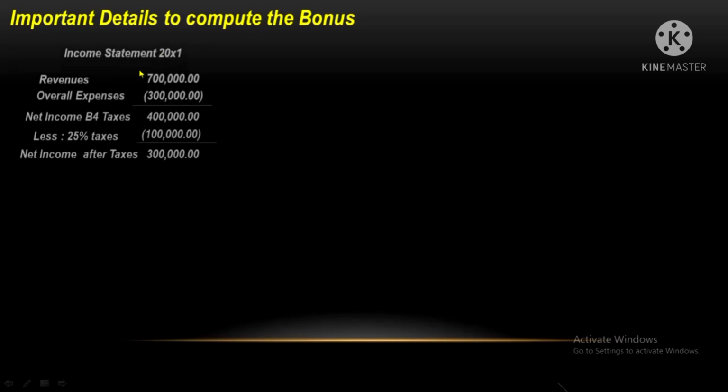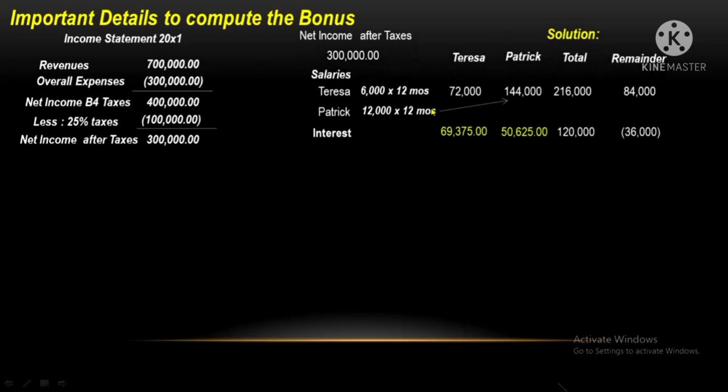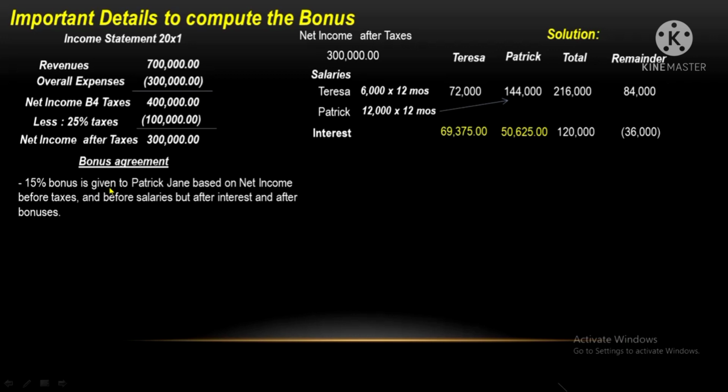Now we are on the bonus computation. But first, let's extract some important information from the illustrative problem to get the bonus. So first, we have the results of the operations. Second, we have the distribution solution so far. And the third, we have the bonus agreement in the profit distribution, which states that a 15% bonus will be given to Patrick Jane based on the net income before taxes and before salaries, but after the interest and after the bonuses. So those are the important information.